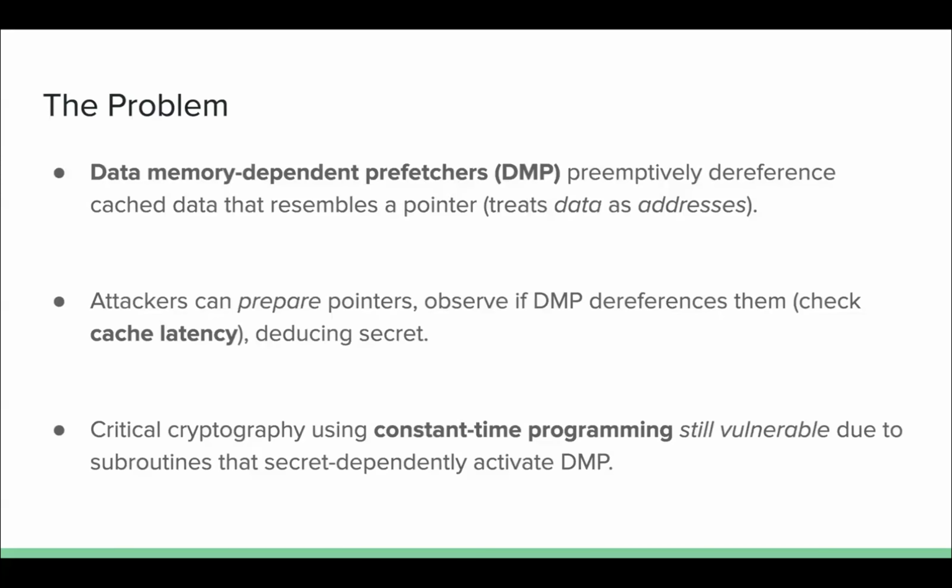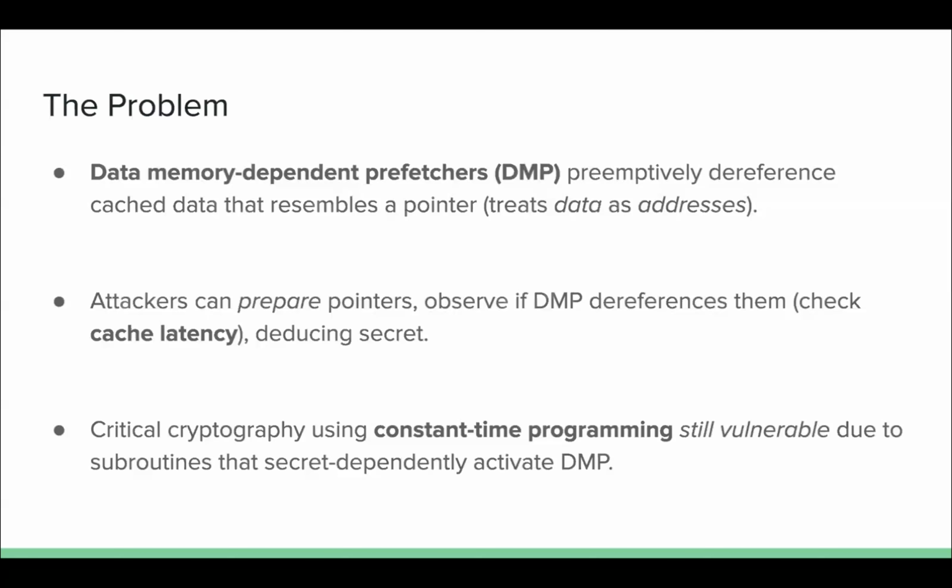group already introduced data memory-dependent prefetchers, but we'll just bring it up again briefly for our problem. So DMPs preemptively, because they're prefetchers, dereference cache data that may resemble a pointer, so they treat data as addresses. Now, this is a problem because attackers can prepare pointers in input to the victim program, observe if the DMP dereferences them, and use this with the traditional cache side channel attacks we learned in class, like prime and probe, to check cache latency to see if the DMP activated. And they can do this to deduce properties about some kind of secret.